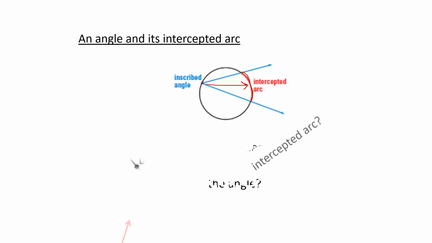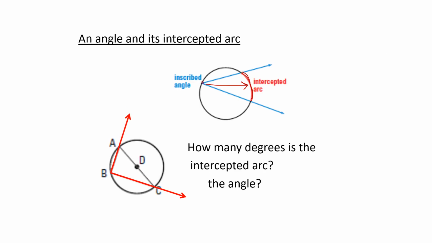Okay, so then if we try to figure out what the formula is going to be for this, if we take this example, we could probably figure it out. Looking at this example here, how many degrees is the intercepted arc? And does that help me figure out how many degrees the angle would be? So let's just look at this intercepted arc here. This intercepted arc looks like it's going to be about half of a circle.